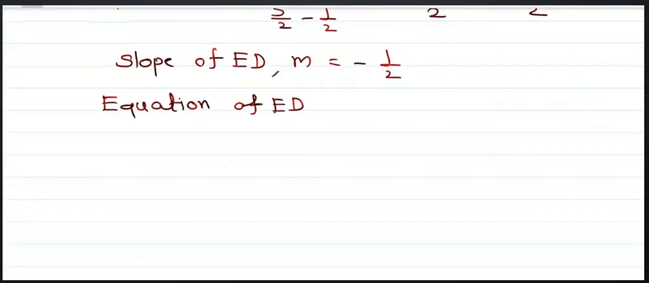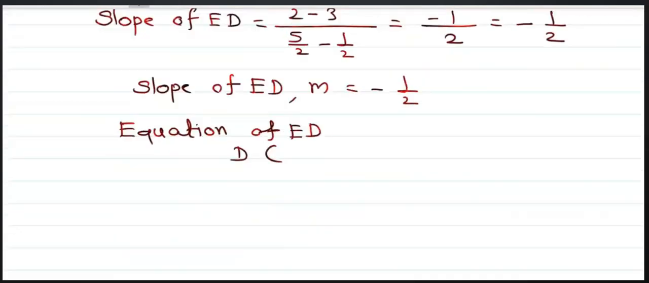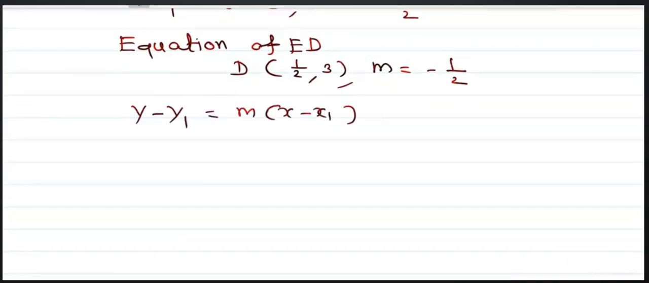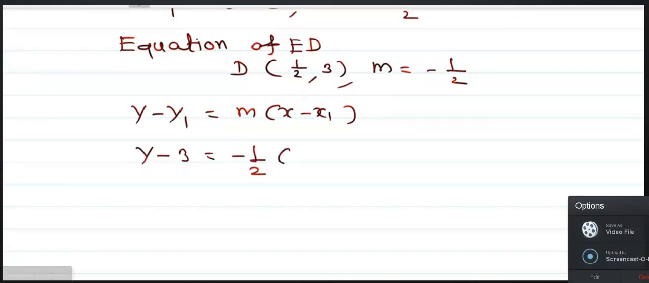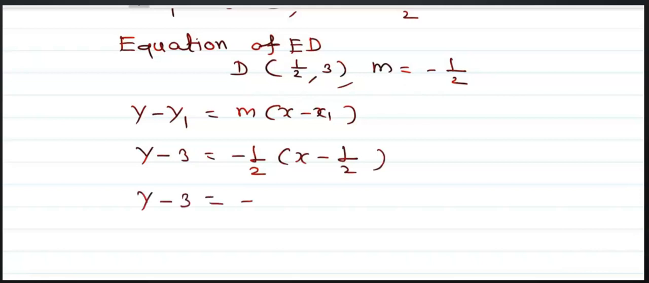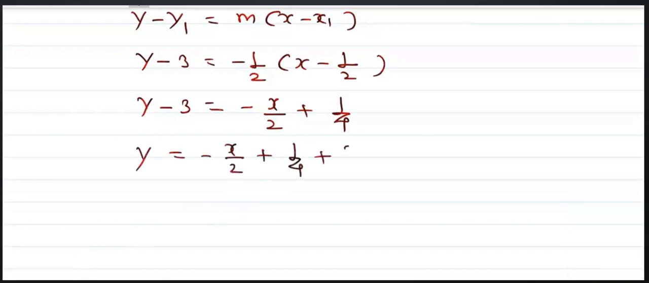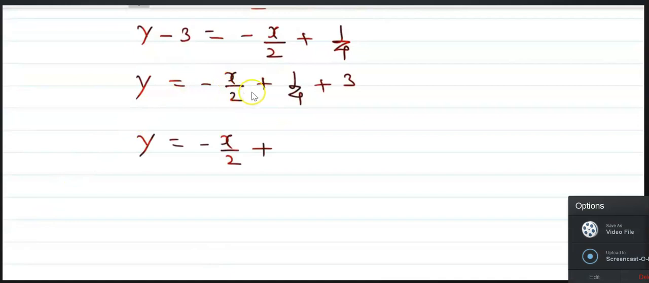Therefore, the equation of ED, where the coordinate of D is (1 upon 2, 3), m is equal to minus 1 upon 2. Now the equation y minus y1 is equal to m times (x minus x1). y minus 3 is equal to minus 1 upon 2 times (x minus 1 upon 2). Now simplification. y minus 3 is equal to minus x upon 2 plus minus 1 upon 2 into minus 1 upon 2, that is plus 1 upon 4. Therefore, y is equal to minus x upon 2 plus 1 upon 4 plus 3. That is 4 into 3, 12; 12 plus 1, 13, so 13 upon 4. This is the equation of ED.